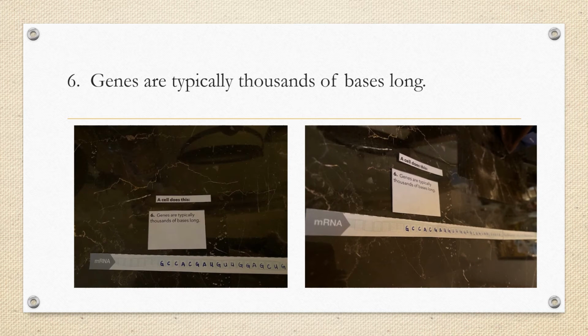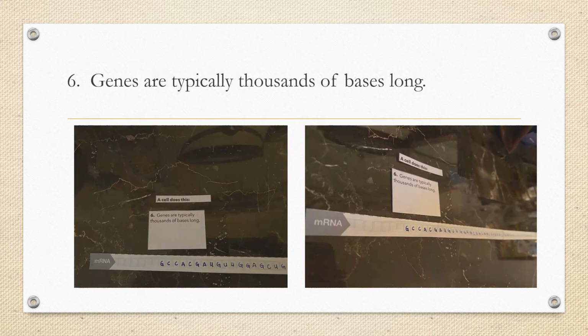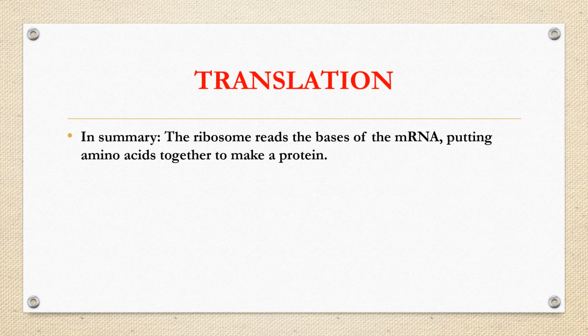Genes are typically thousands of bases long. So, we have just transcribed a small piece of an actual gene. The next step is translation. In summary, the ribosome reads the bases of the mRNA, putting amino acids together to make a protein.